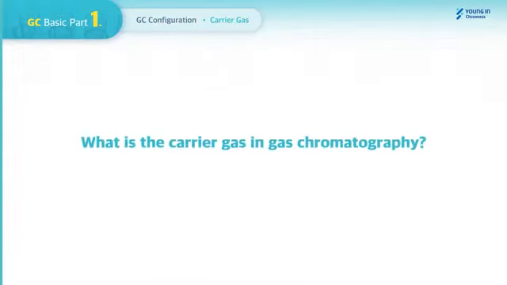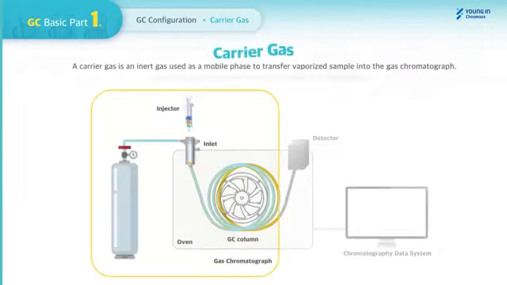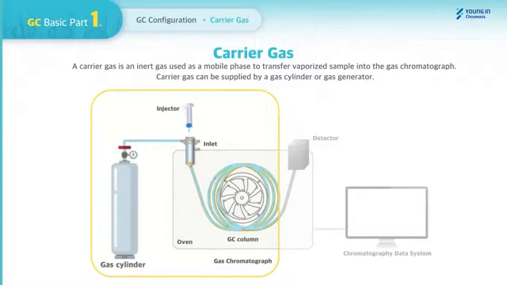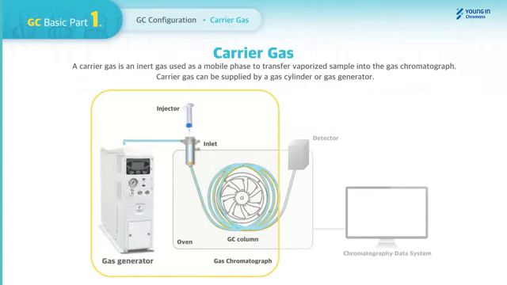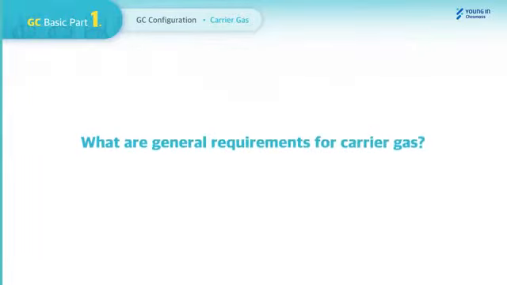Let's look into GC carrier gas in detail. What is the carrier gas in gas chromatography? The carrier gas is an inert gas used as a mobile phase to transport the vaporized sample into the column. Carrier gas can be supplied by a gas cylinder or a gas generator. What are general requirements for carrier gas?